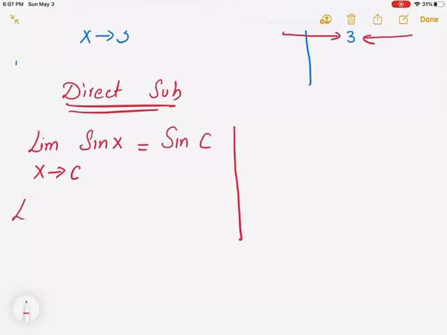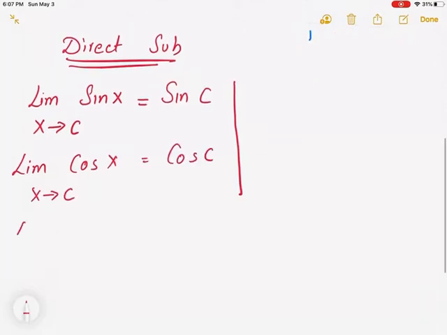Same thing applies, let me show you one more. Cosine, x approaches c, so this is going to be cosine c, and limit of tangent x when x approaches c is going to be equal to tangent of c. Same thing works for reciprocal functions, which are secant, cotangent, and cosecant functions.